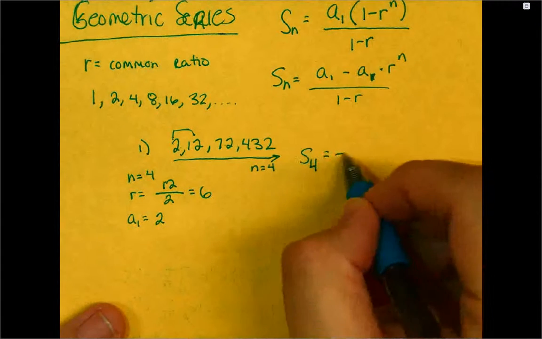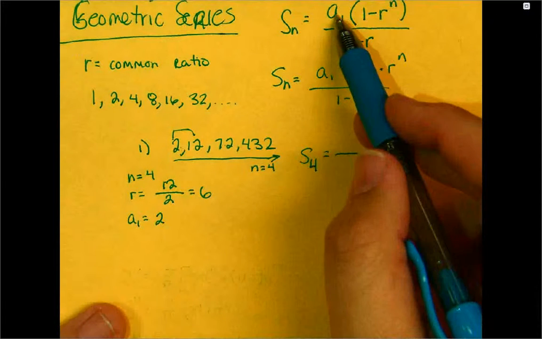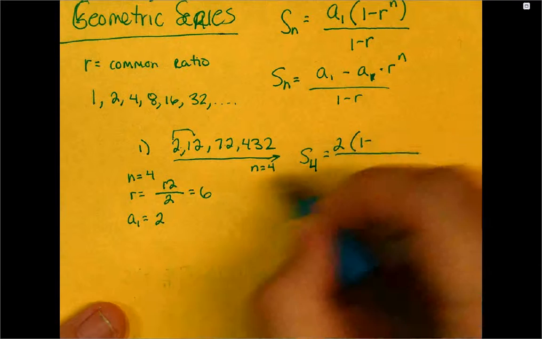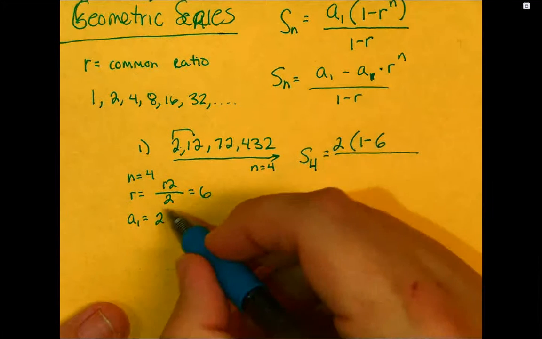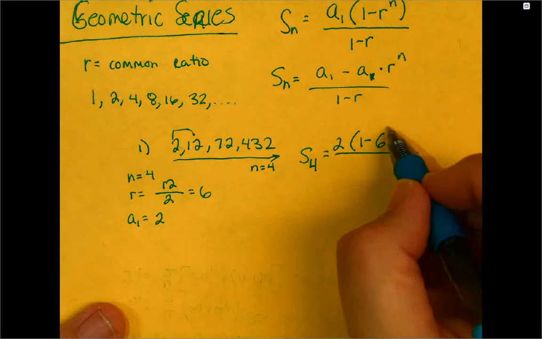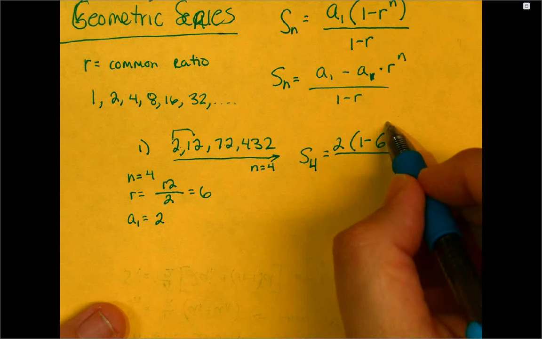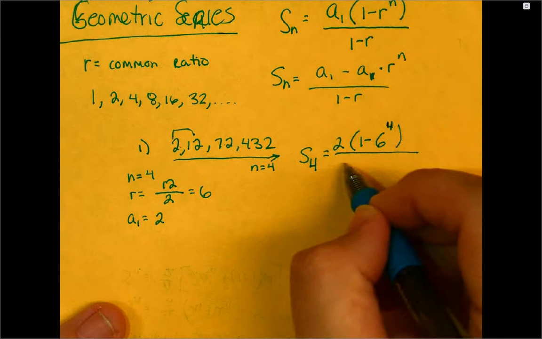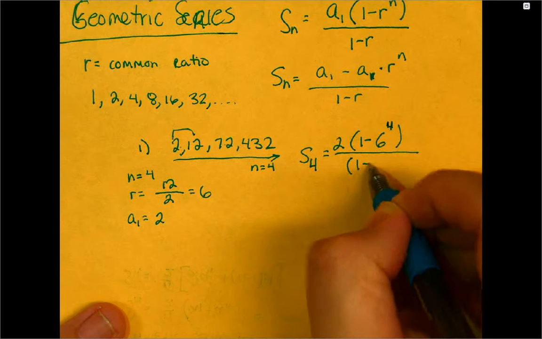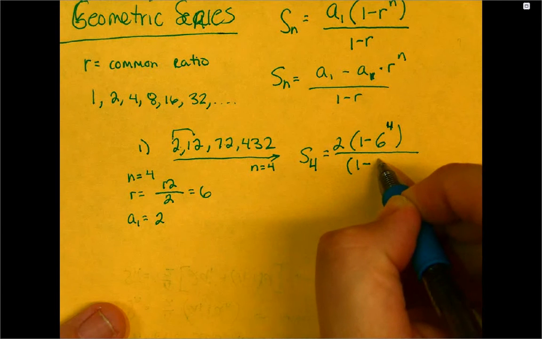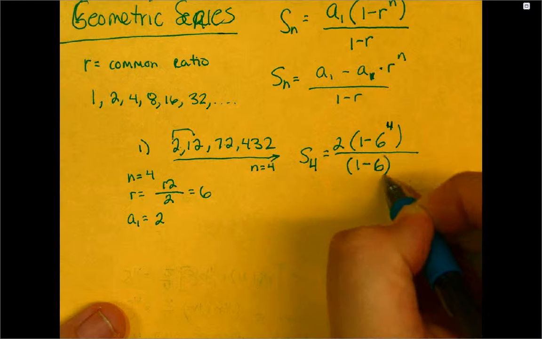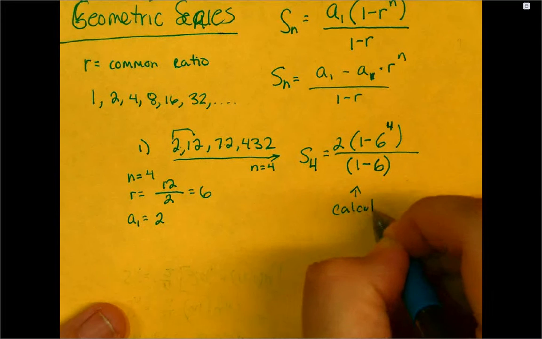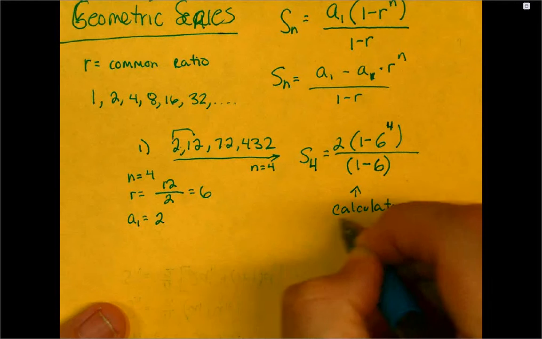Now this is going to be, what's my a sub 1? All right, 2. 1 minus my r, which is 6. What's n? 4. Divided by 1 minus r, which is 6. Then you put that in a calculator.